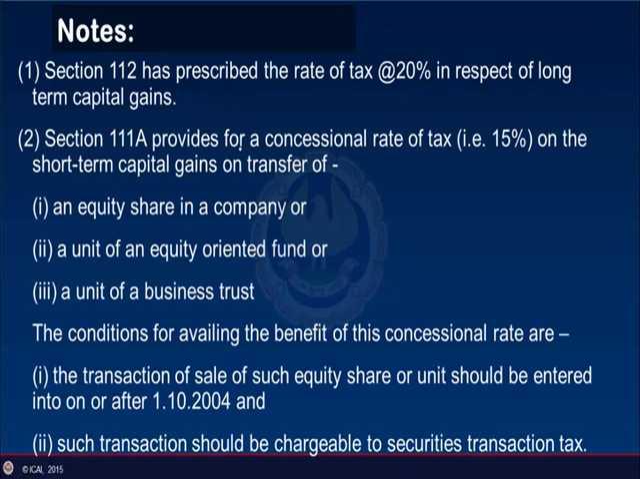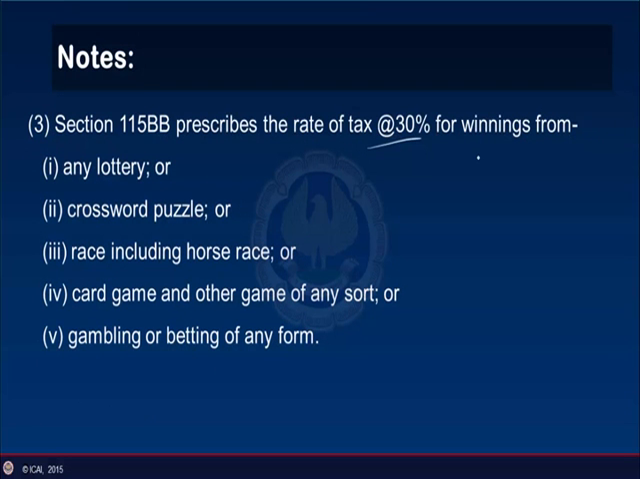Just to give you a little bit of background here, other than the rates given above, the rate prescribed for long-term capital gain is 20%. For short-term capital gain on transfer of equity shares, equity-oriented fund, business trust, it's 15%. The conditions for availing the benefit of this concessional rate are that the transaction of sale of such equity shares or units should be entered into on or after 1/10/2004, and such transaction should be chargeable to STT, Securities Transaction Tax. And it's 30% flat for winnings from any lottery, crossword puzzle, horse race, card games or any other games, gambling or betting of any other form.